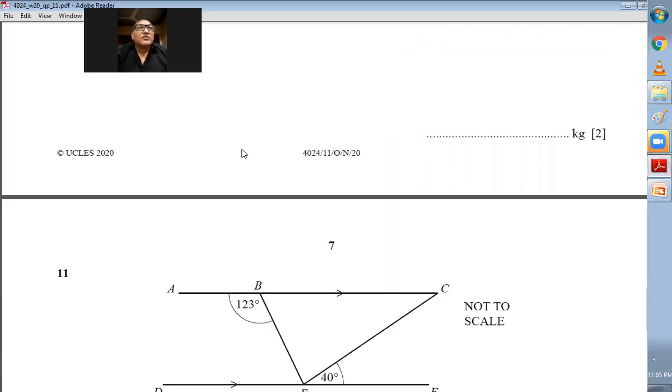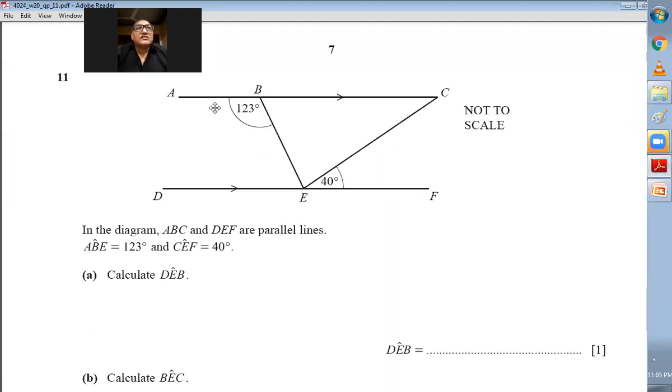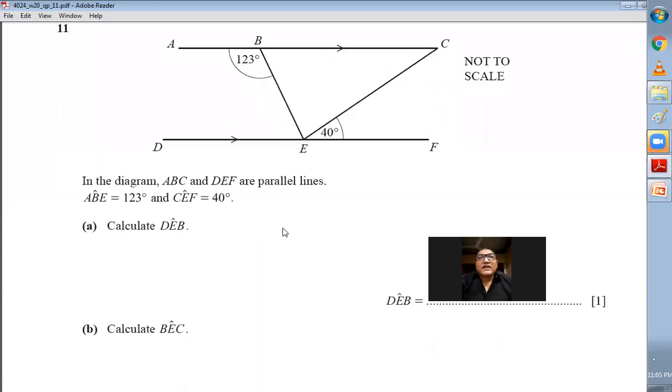Okay, so we are going to the next question. In the diagram, A, B, C and D, E, F are parallel lines. Angle ABE is 123 degrees, and angle CEF is 40 degrees. The first question is to calculate DEB.